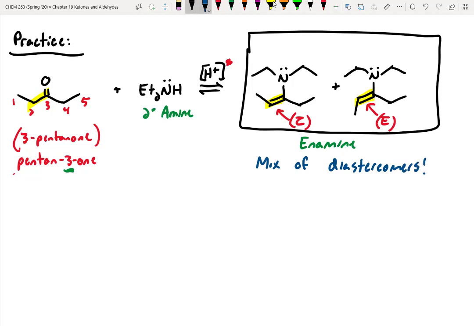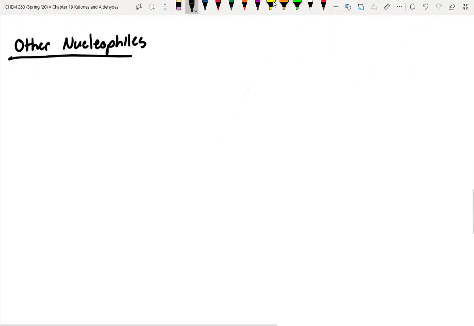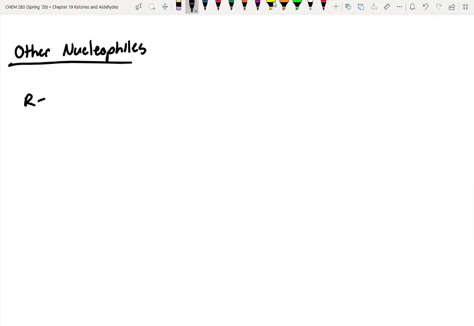All right, let's take a look at some other nucleophiles that are variations on nitrogen nucleophiles. The first one I wanted to go over is kind of neat. If we have a ketone or an aldehyde, we can react it with a molecule that is essentially 1/2 amine and then 1/2 alcohol. This reagent is called hydroxylamine.